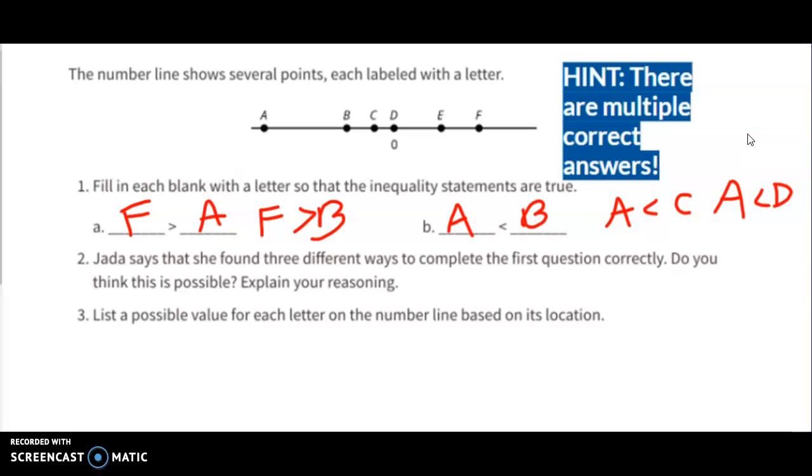Jada says she found 3 different ways to complete the first question correctly. Do you think it's possible? And the answer is yes. Yes, we do think it's possible because there's several answers that we can choose from.